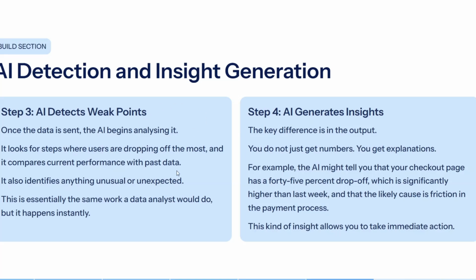Then after analyzing the data, in step 3, the agent is going to generate the insights. The key difference is in the output. So you do not just get numbers, you get explanations. For example, the AI agent might tell you that your checkout page has a 45% drop-off rate, which is significantly higher than last week. The likely cause is friction in the payment process. This kind of insight allows you to take immediate action.